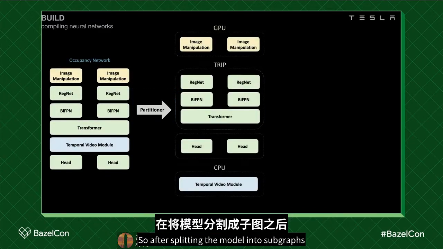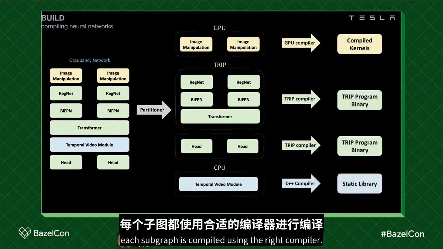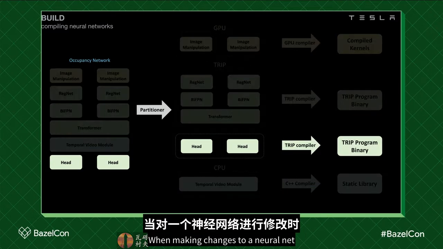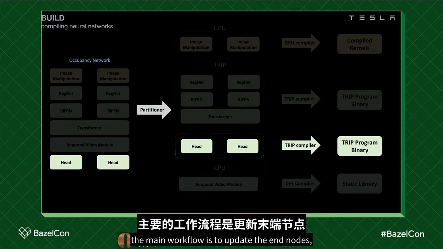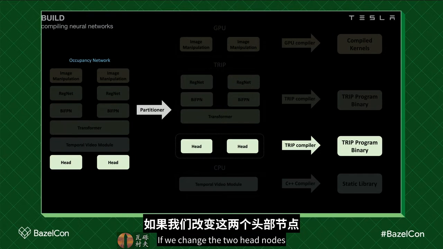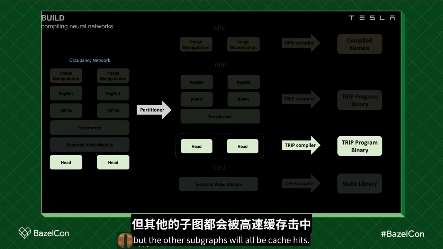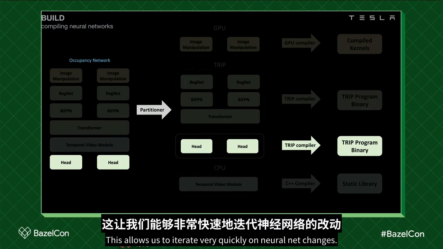So after splitting the model into subgraphs, each subgraph is compiled using the right compiler. When making changes to a neural net, the main workflow is to update the end nodes, which are shown as the two head nodes on the left. If we change the two head nodes, the head subgraph in the middle will have to be recompiled. But the other subgraphs will all be cache hits. This allows us to iterate very quickly on neural net changes.